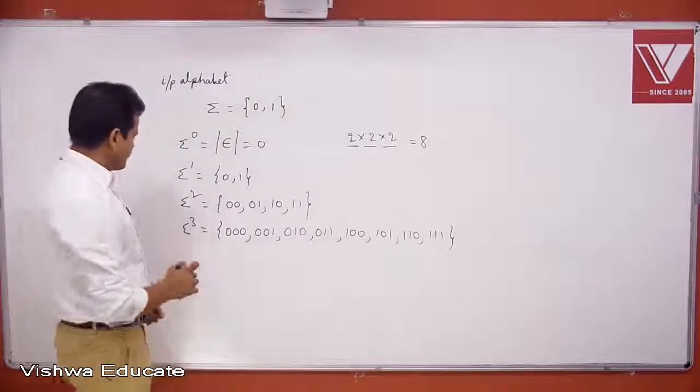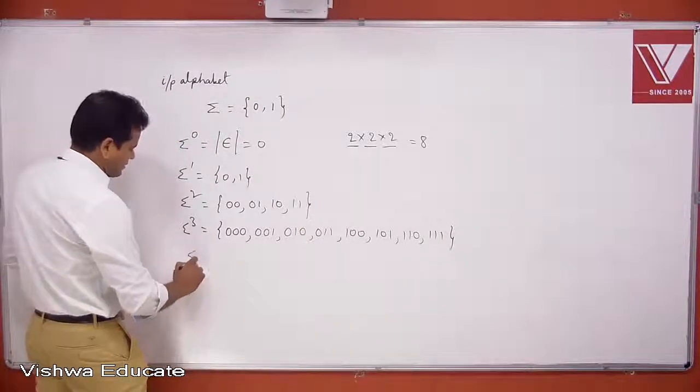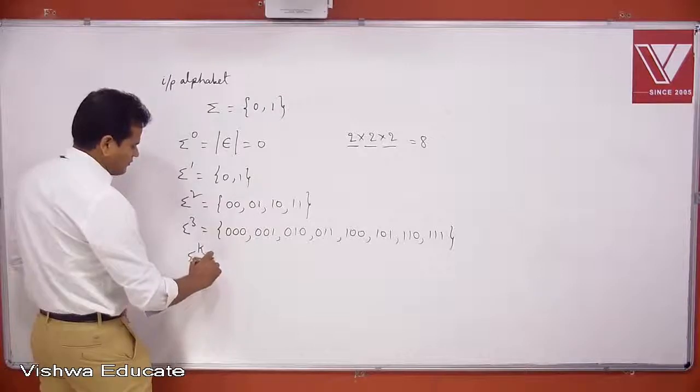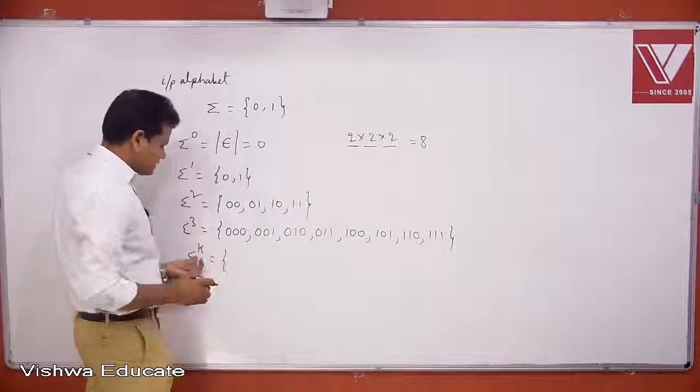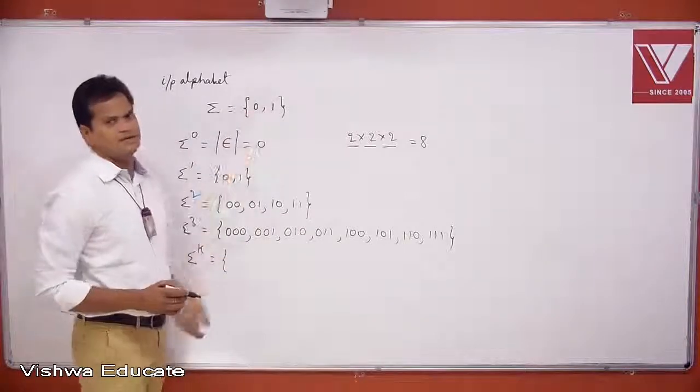So finally, sigma power k is the set of all strings of length k over sigma. Okay.